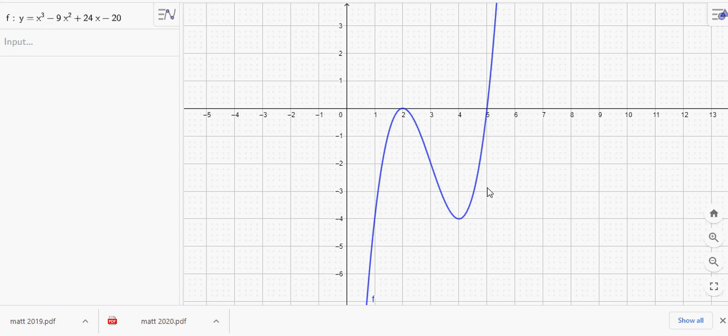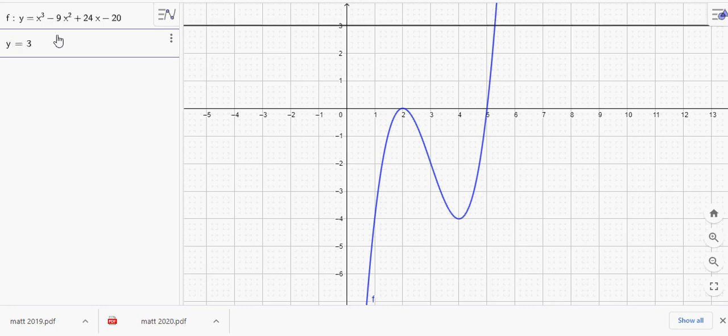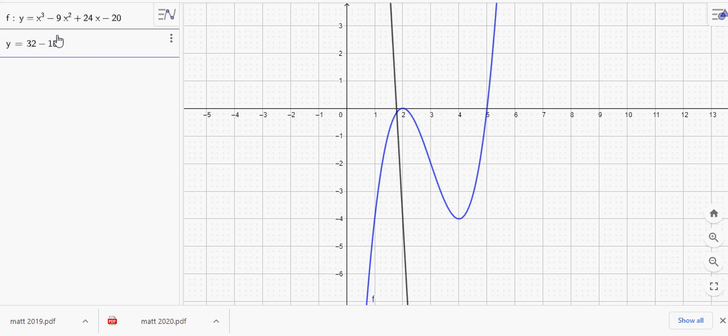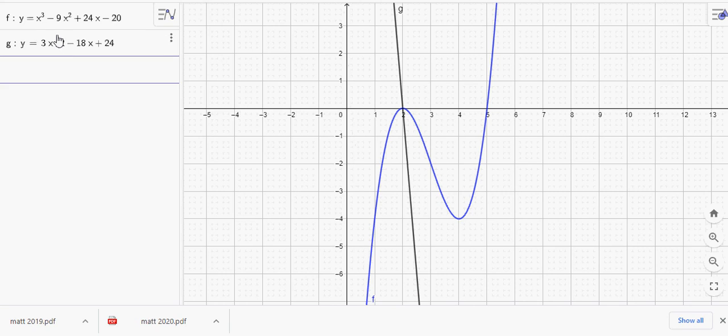So if I was to sketch the derivative, they often ask this. What's the derivative? 3x squared minus 18x plus 24. Sorry, I looked up 3x squared there. Oh, I see where I went wrong there. Three x squared minus 18x plus 24, correct?